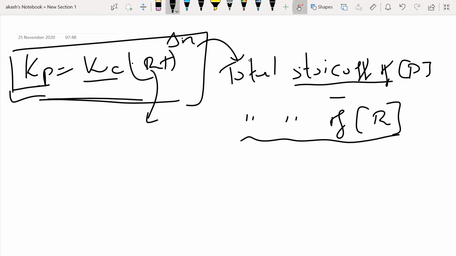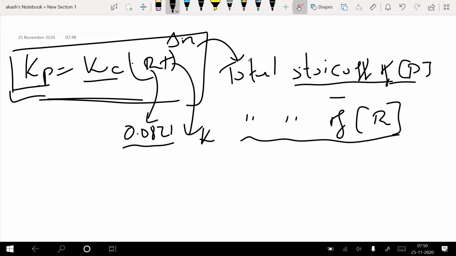R is the universal gas constant, and its value should be 0.0821, because we will be using liters and atmosphere for this. When we go for concentration, we'll be using the volume in terms of liters, right? So definitely our value should be 0.0821, and T is temperature. Temperature should be in Kelvin, and delta N is the total stoichiometric coefficient of products minus the total stoichiometric coefficient of reactants. Yes, any doubts? Everything clear?